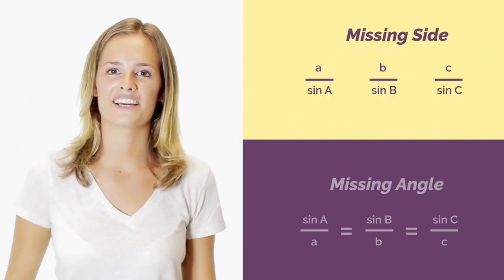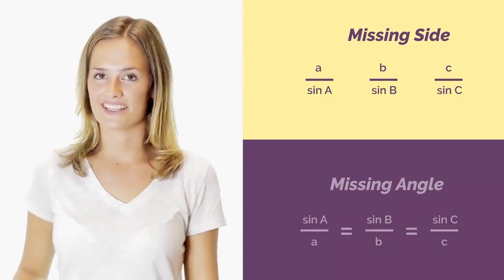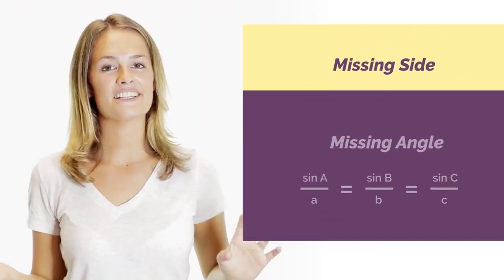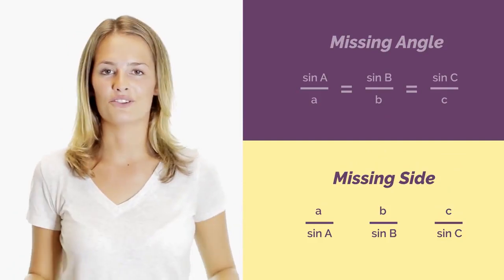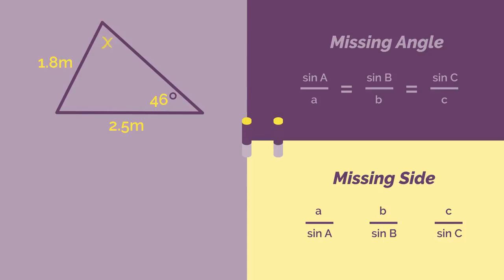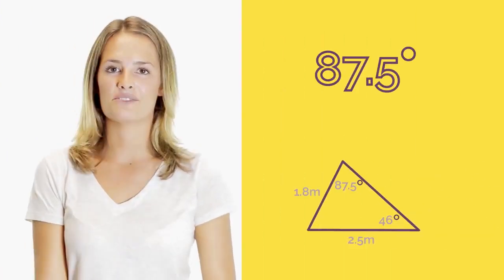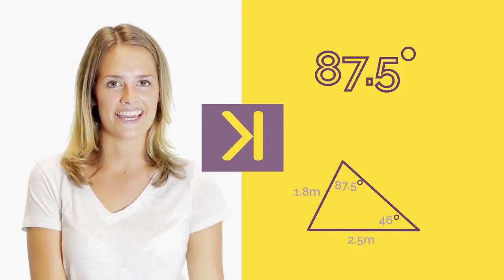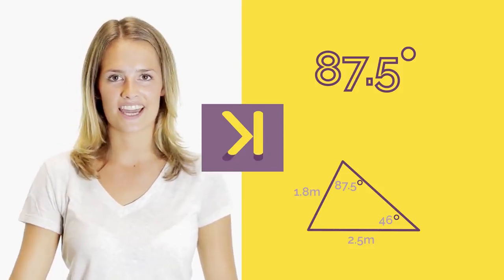So let's now have a look at an example where we're trying to find a missing angle. So we need to use this version of the sine rule, the missing angle version. Give this one a go yourself. Pause the video, work out the answer, and click play when you're ready to check. Did you get 87.5 degrees? If you did and you want to skip the explanation, click here. Otherwise, let's go through it together.